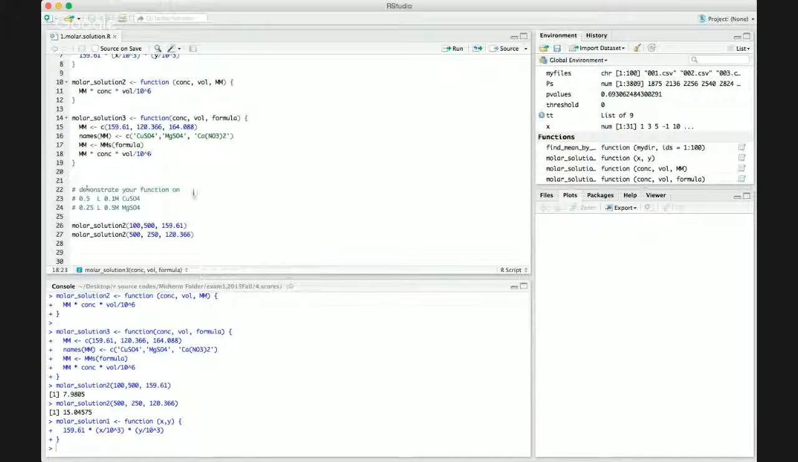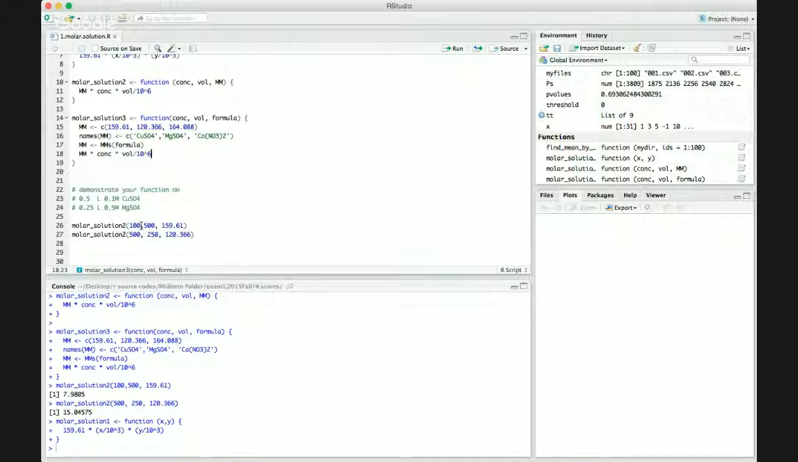The actual problem was to use our function to make a solution that was half a liter and 0.1 moles of CuSO4, and then another solution that would be 0.25 liters and 0.5 moles of MgSO4. To do this, I used molar solution 2 for both of them. Remember again that everything is being divided by 10 to the 6. That's why the units might look a little weird.